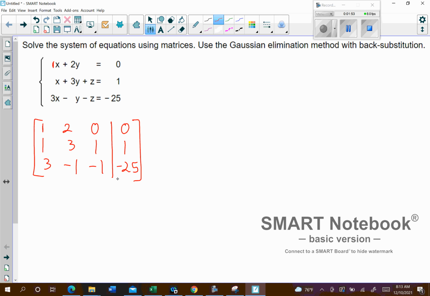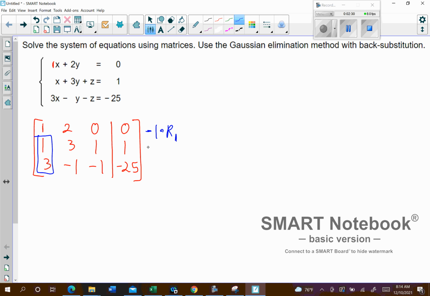The goal here is to get the upper left-hand corner to be a 1, and it already is, so that's nice. Then the second goal is to turn the ones below it into zeros. So I'm going to have to turn these into zeros. Looking at row 2, if you notice right here is a 1, so if I were to add -1 to 1, that would turn into a 0. So I'm going to take the opposite of row 1, which should be -1 times row 1.